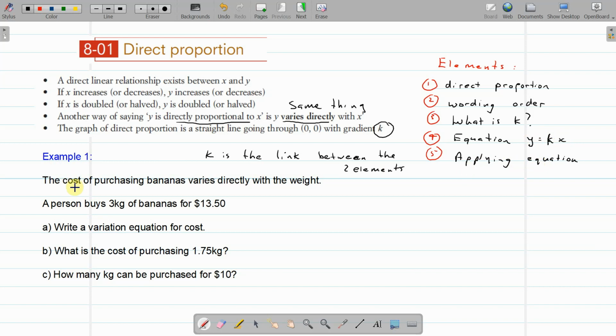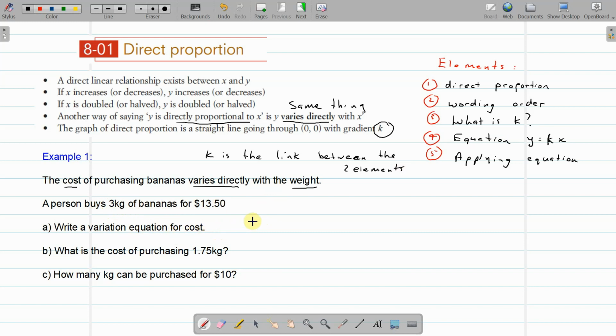Let's have a look at the first example, and hopefully all this will become clearer. The cost of purchasing bananas varies directly with the weight. It's a simple matter of fact. The more kilos of bananas you buy, the more it's going to cost. In each question, it gives you the order, cost first, weight second, and the words varies directly. Then it gives a scenario: 3 kilos for $13.50. So cost is $13.50 and the weight is 3.